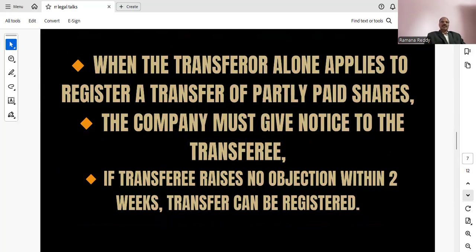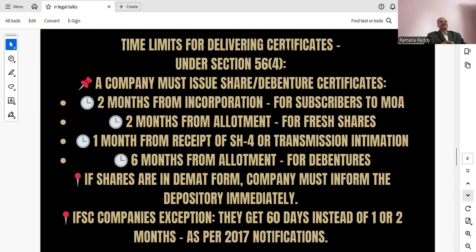Now when the transferor alone applies to register a transfer of partly paid up shares, the company must give notice to the transferee because it is a partly paid up share. If the transferee raises no objection within 2 weeks, the transfer can be registered.